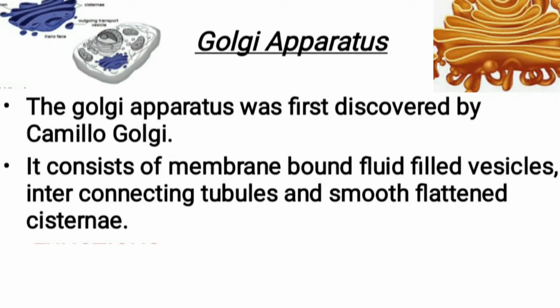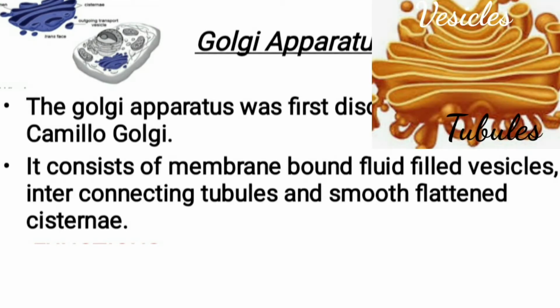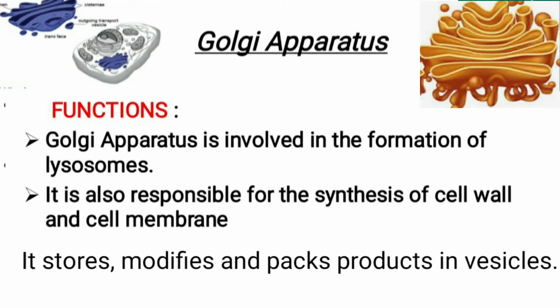Golgi apparatus. The next cell organelle is the Golgi apparatus. It was first discovered by the scientist Camillo Golgi. It consists of membrane-bound fluid-filled vesicles, interconnecting tubules, and smooth, flattened cisternae. Its functions: the Golgi apparatus is involved in the formation of lysosomes, another cell organelle. It is also responsible for the synthesis of cell wall and cell membrane.